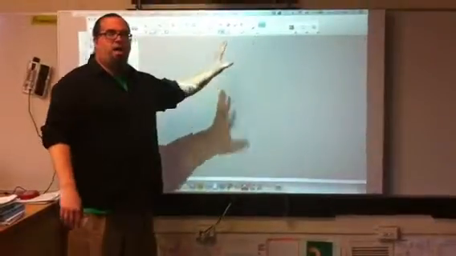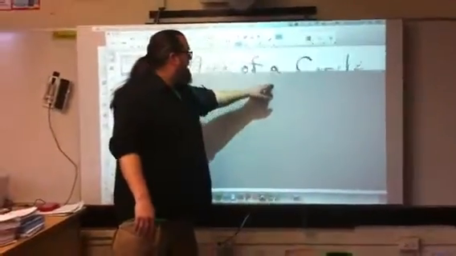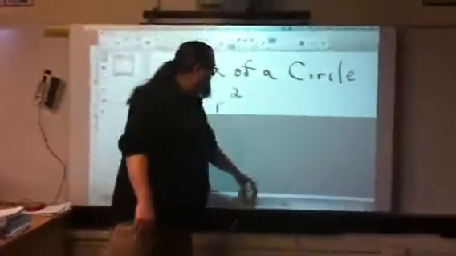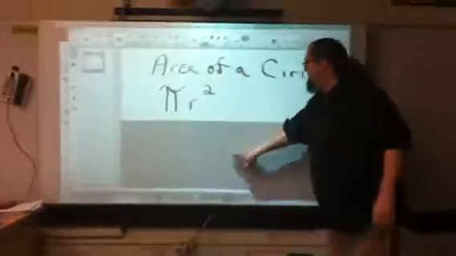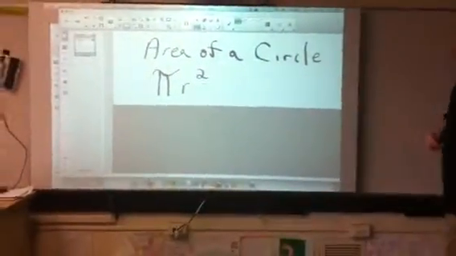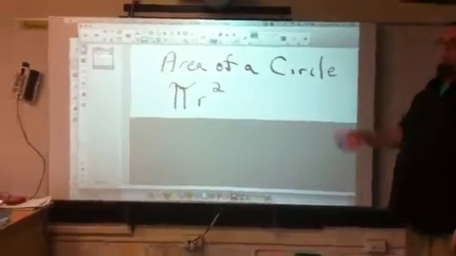As you see, this is a blind, so I'll pull the blind down. And the formula for finding the area of a circle, as the smartboard doesn't work that well, is area of a circle is going to be pi times the radius squared.